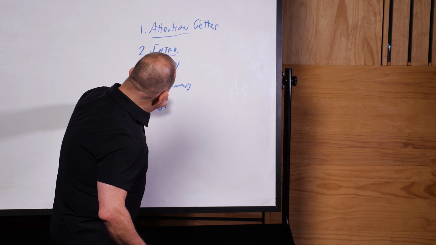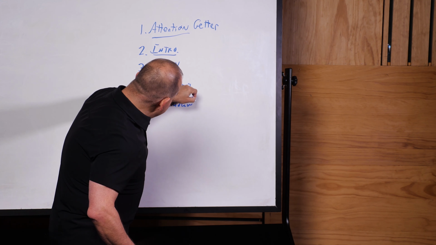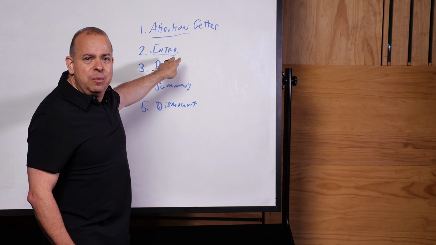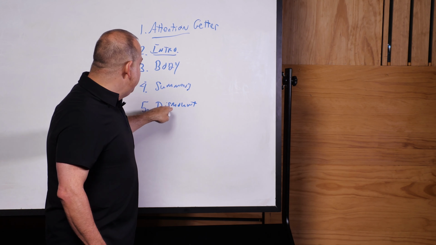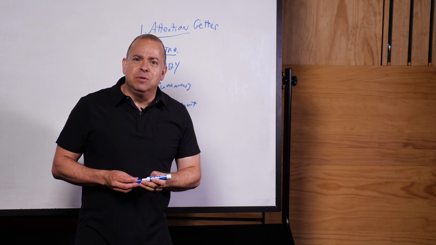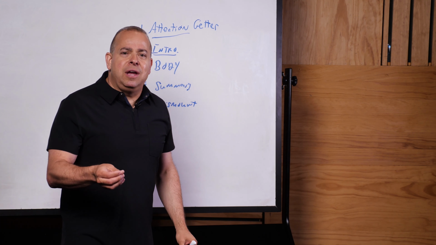The dismount, let me talk about that just for a moment. Summary really wraps up the key points you had in your body. And then the dismount is really what you want them to remember, and it leads into the application side of your message.